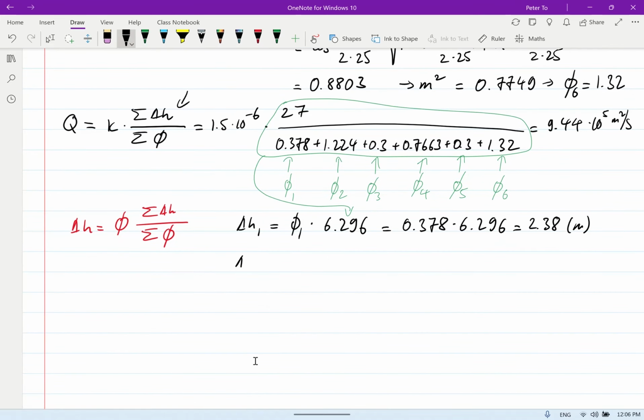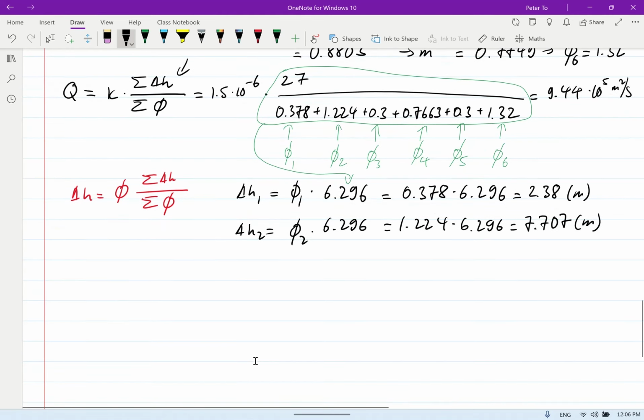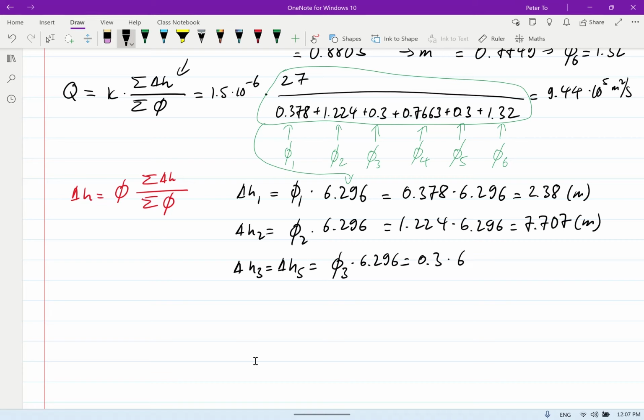My delta H2 is equal to phi 2 times 6.296. It will be 1.224 times 6.296, and this one is 7.707 meter. Now my delta H3, which is equal to delta H5, is equal to phi 3 times 6.296, which is 0.3 times 6.296, and this is equal to 1.889 meter.